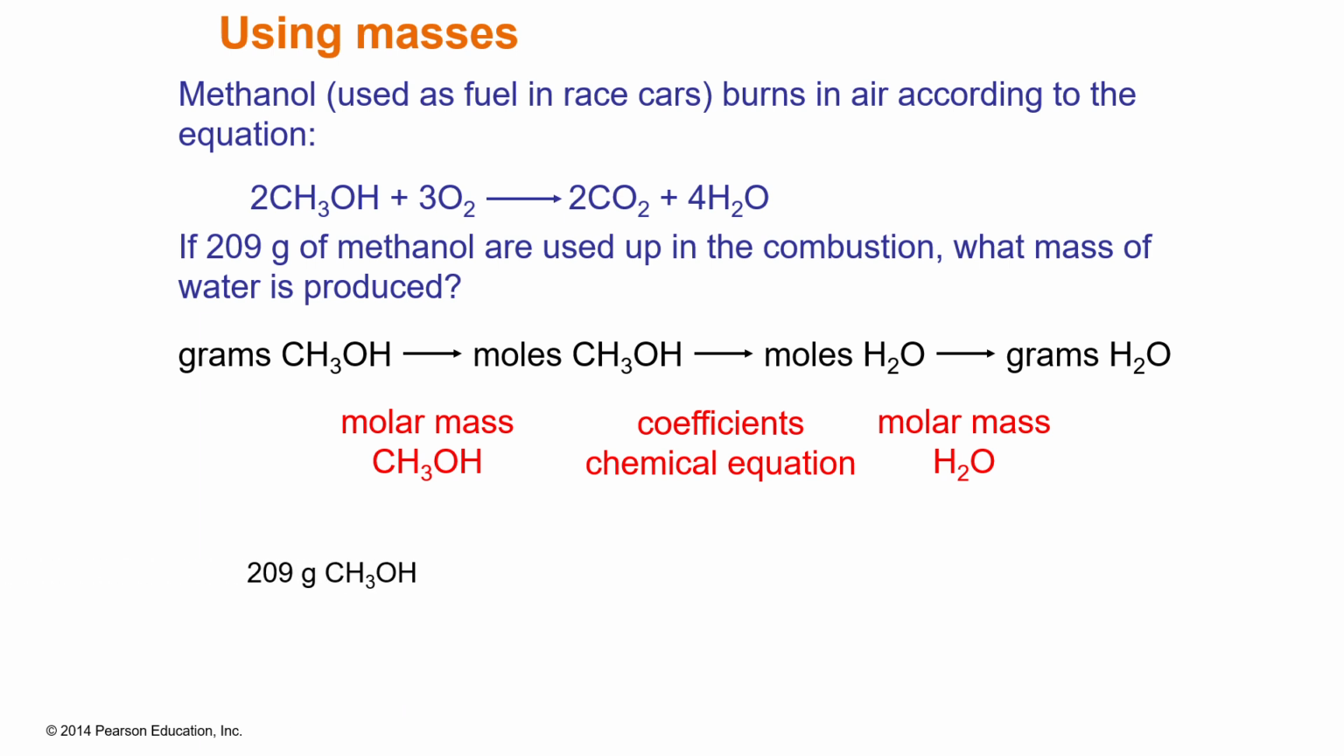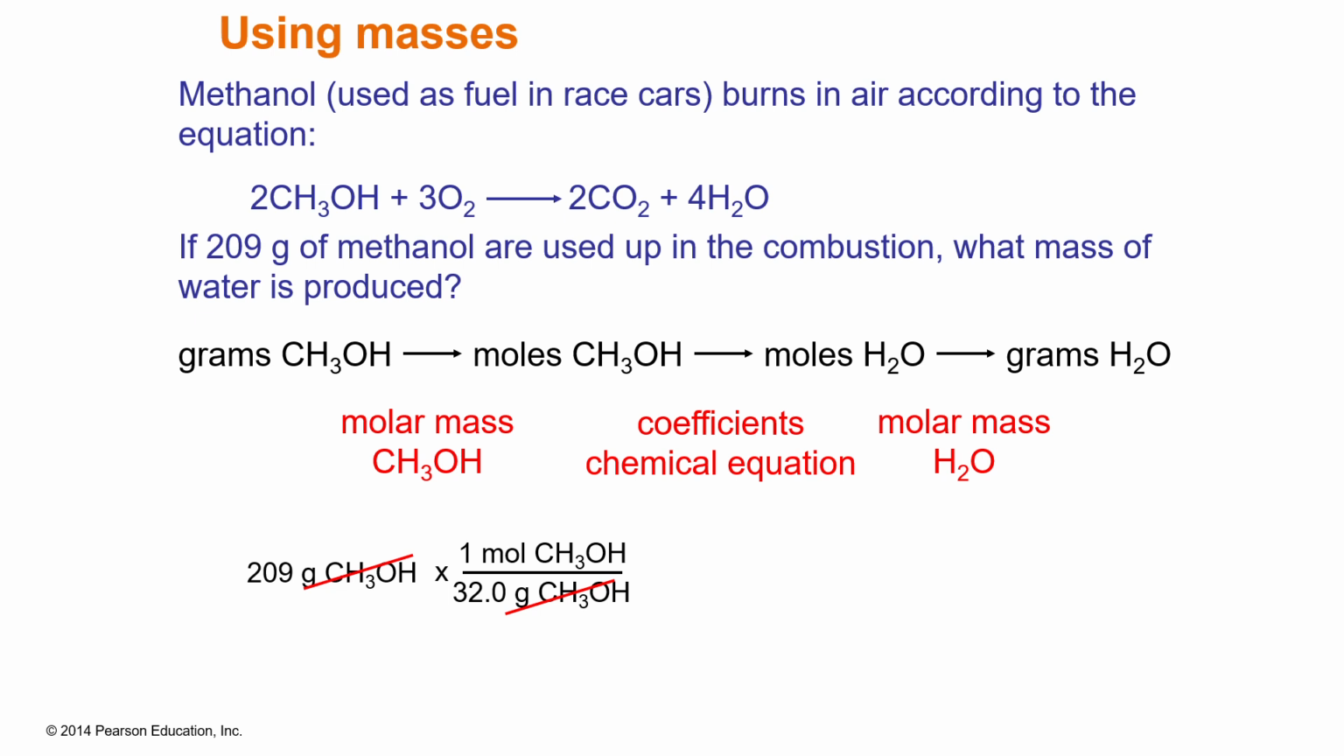Okay, let's start with what they give us. 209 grams of methanol. Our first step is to convert that to moles. So we want to have grams in the bottom, moles in the top, and that's the molar mass of methanol. And as you can see, the grams of methanol will cancel out, and we are now in the currency of the chemical equation, which is moles.